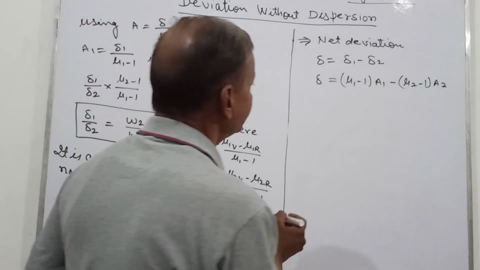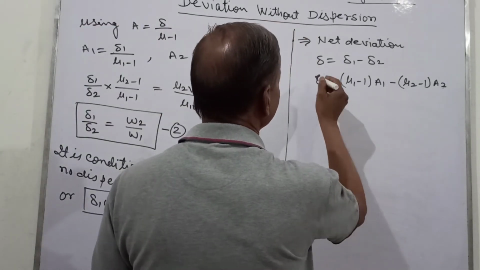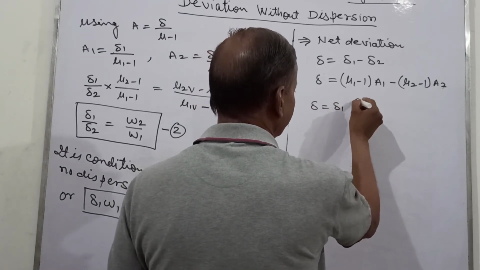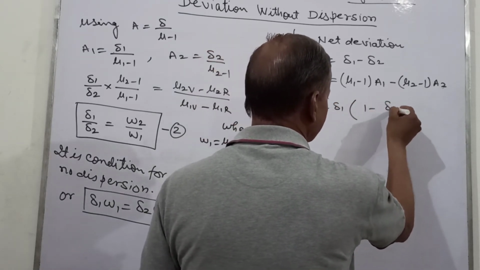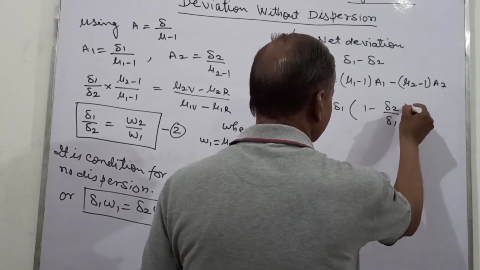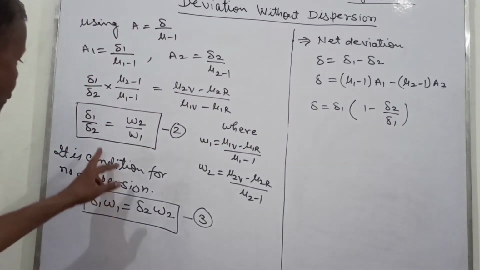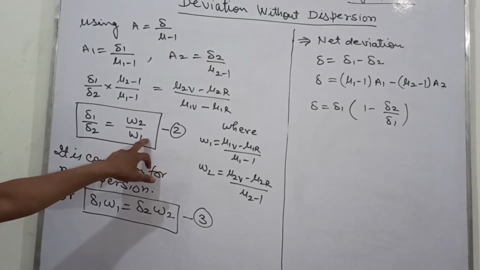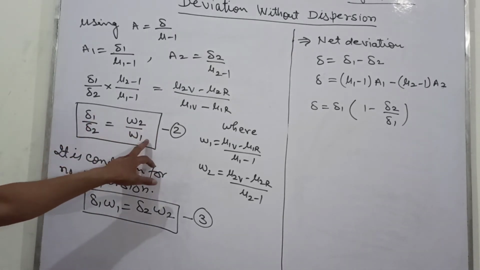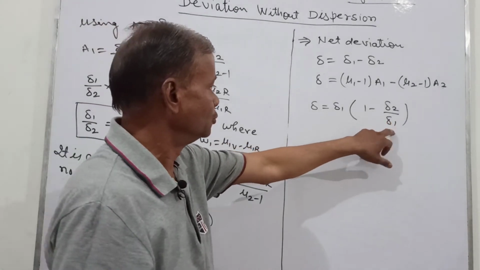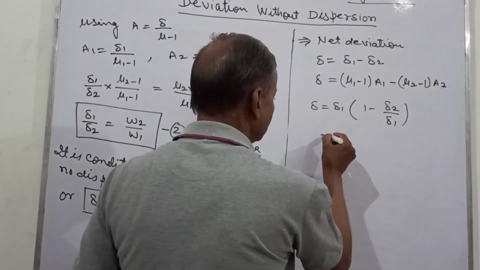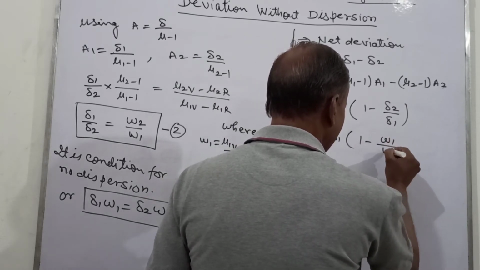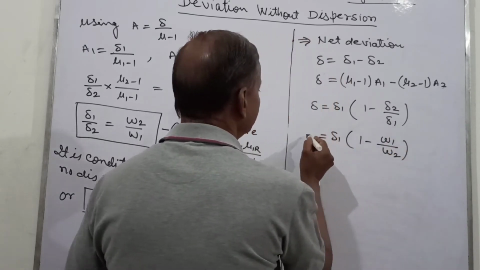So now we use this relation, this delta is equal to delta 1, we take common, then 1 minus delta 2 upon delta 1. And we know from here that delta 1 upon delta 2 equal to omega 2 upon omega 1. So delta 2 upon delta 1 equal to omega 1 upon omega 2. So in this place we can write delta 1 into 1 minus omega 1 upon omega 2. This is what the delta.